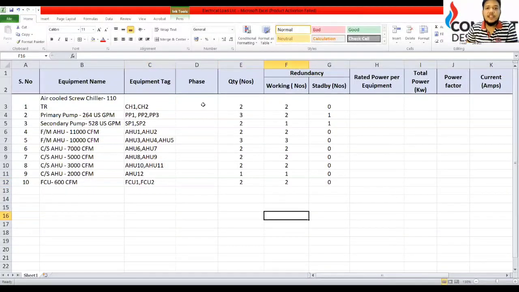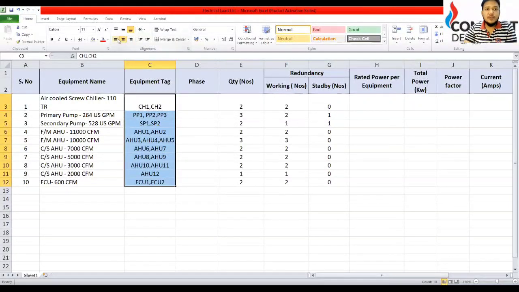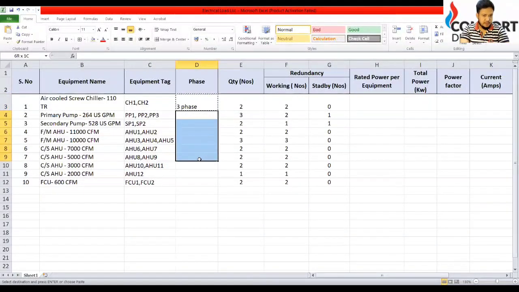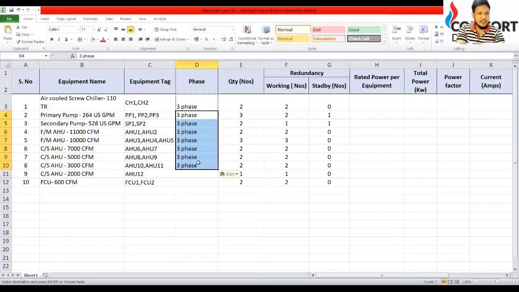Okay, now the phase we need to write. This detail is available in the technical documents of each and every equipment. Generally, major equipments come in three-phase mode. So these are all three-phase. For AHUs up to 2000 CFM, there is a chance that we can have a single phase motor also. But above that, we have the option of three-phase motor only. So I will just write three-phase.